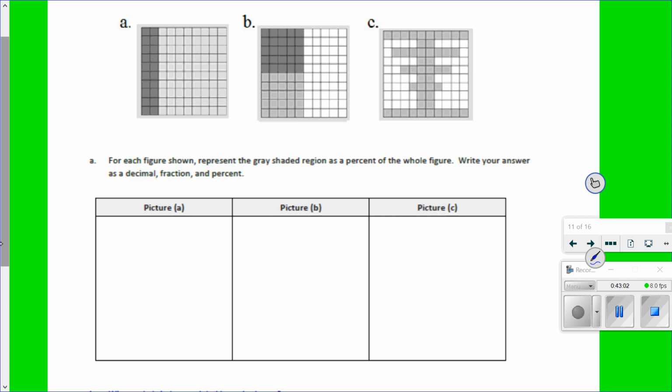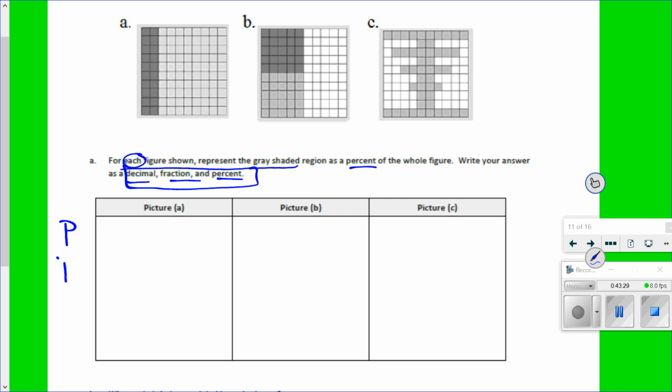Now, what they've done, they've given us a series of pictures and saying each figure represent the gray shaded region as a percent of the whole figure. Write your answer as a decimal, fraction, and percent. So we need to do it in all 3 formats. The way I'm going to do it, because these are block 100s, percent is super easy because all we got to do is count it and then put it over 100. So I'm going to do that first.